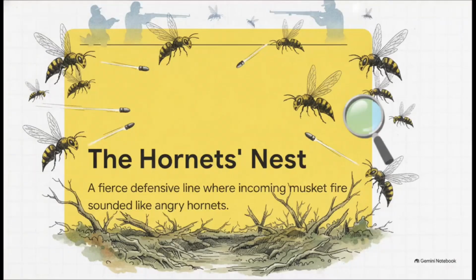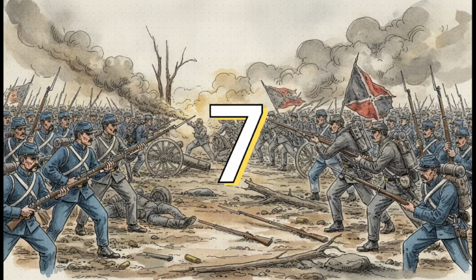Now, the most famous of these stands happened in an area that quickly became known as the Hornets Nest. Union troops found themselves in a pretty strong defensive position in a field right next to a sunken road. The fighting here became so impossibly intense, and the sheer volume of incoming lead from musket fire was so deafening that surviving soldiers later said the flying mini-balls sounded exactly like a nest of angry hornets buzzing past their ears. For 7 grueling hours, the Union troops commanded by Generals Prentiss and Wallace held this brutal position.